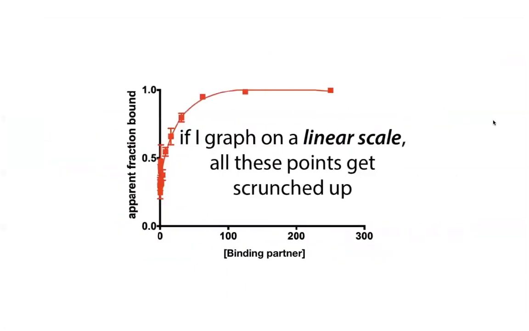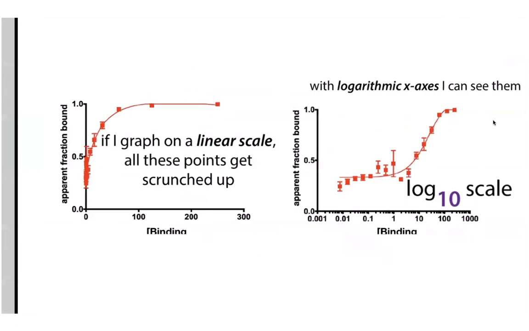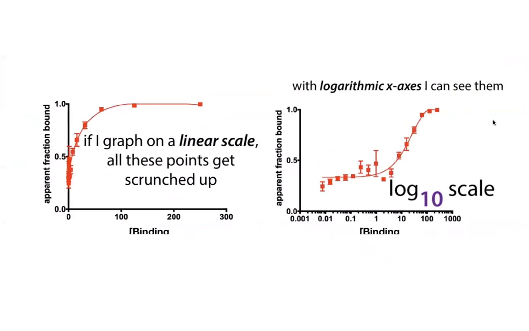So here is some actual data from grad school. I did a ton of binding measurements, and you can see that I have all these points that are clustered down here in the low concentrations, so we can't really see very well. But if I graph them on a log 10 scale, now these are spread out. I'm able to see the different points more on my scale and see that something weird was happening when I was measuring.